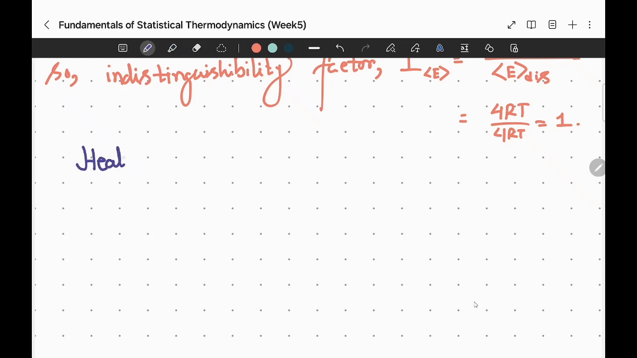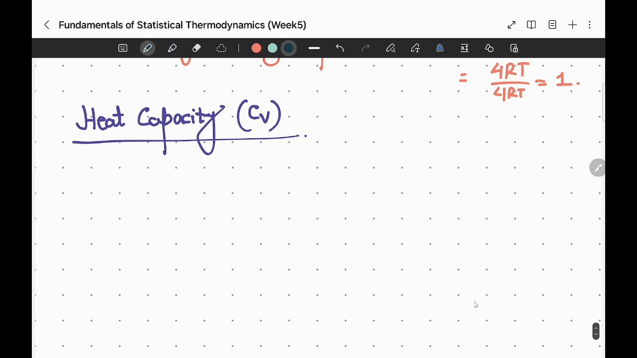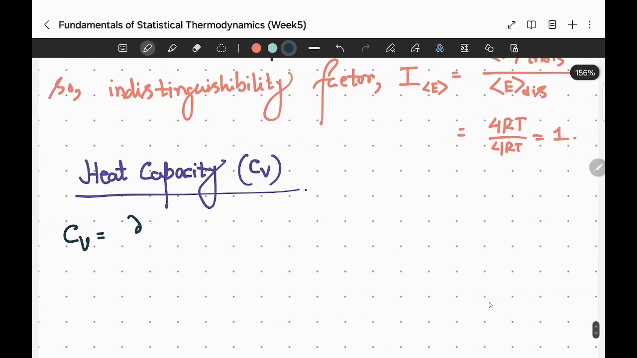Now, consider the heat capacity first, CV. What is the formula of CV? Classically, CV is always del U del T at constant V. Let me put it in the chart. So it is del U, meaning del E average, divided by del T at constant volume. Now, if del E is the same for both cases, obviously CV will be the same for both cases. This is very much straightforward.